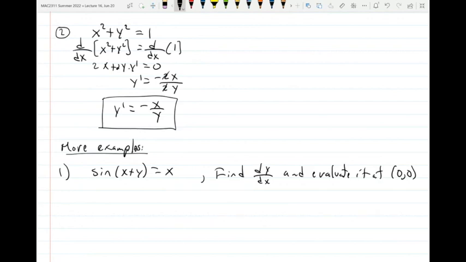So find y prime evaluated at that point. In other words, whatever the graph of this equation is, I want to know the slope at the origin. What's the slope at (0, 0)? That's really what this is asking to do.